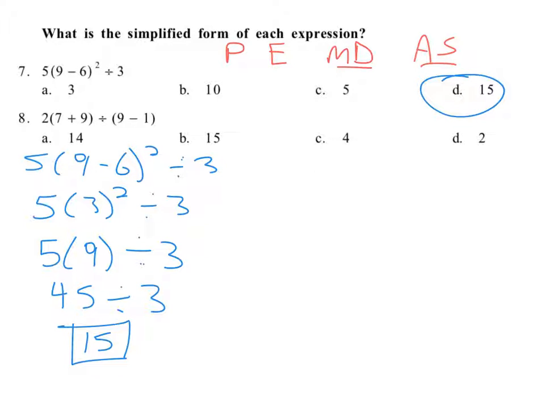So that's good. Now, let's try purple, and we're going to do number 8 over here. So we've got 2 parentheses, 7 plus 9, close parentheses, divided by, open parentheses, 9 minus 1, close parentheses. Now, we need to do what's in the parentheses first because P says parentheses first.